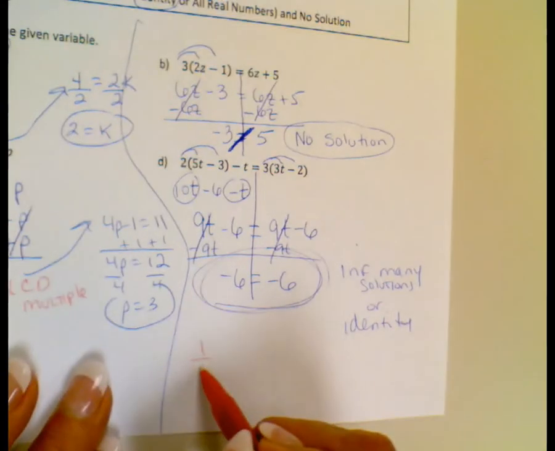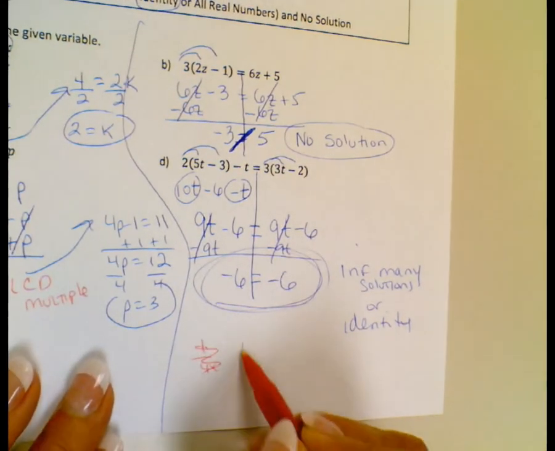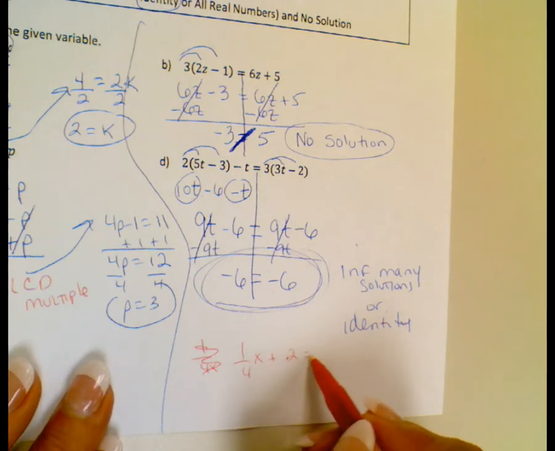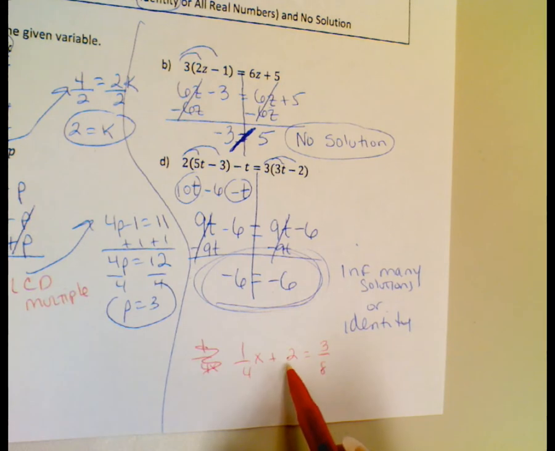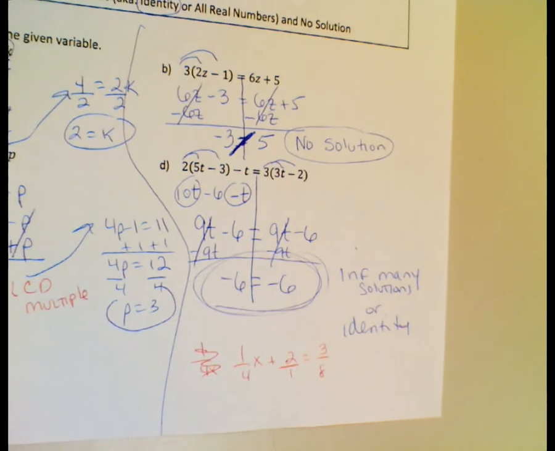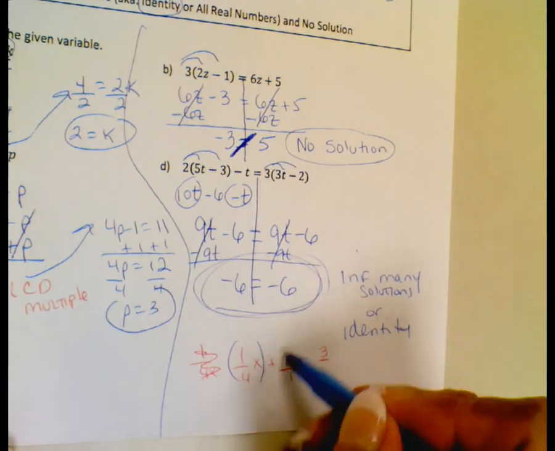What if you had 1/4 x, oops, let me write that again. 1/4 x plus, say, 2 equals 3/8. What would a common multiple, so first of all, this one's got a denominator of 1. What's a common denominator? 4, 1, and 8. A multiple, not a factor, a multiple. So you should be saying 8.